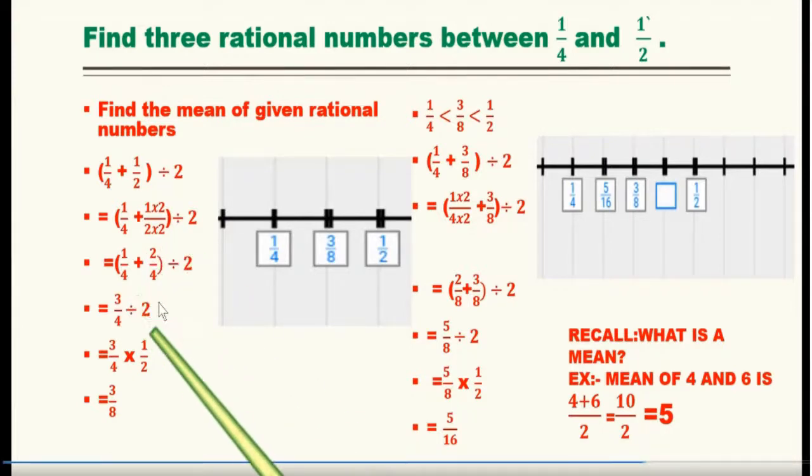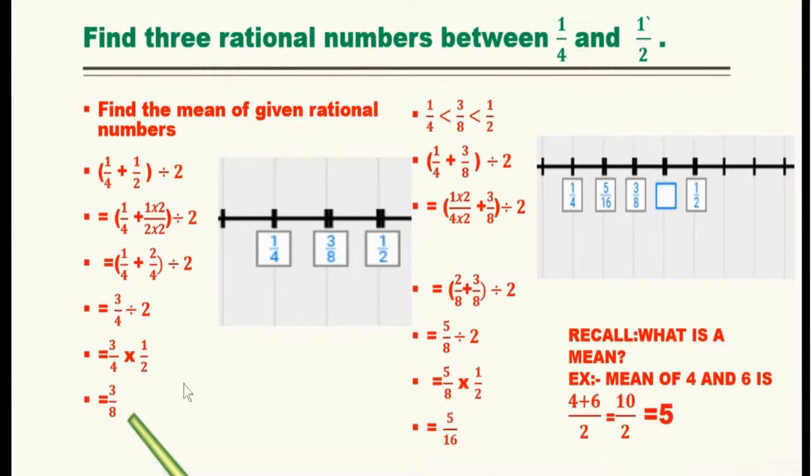When we divide a rational number by another rational number, we have to put the sign of multiplication and take the reciprocal of the second rational number. What is the reciprocal of 2? The reciprocal of 2 is 1 by 2. On multiplying these two rational numbers, we get in the numerator 3 and in the denominator 8.